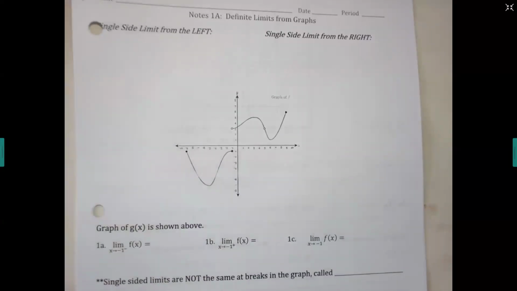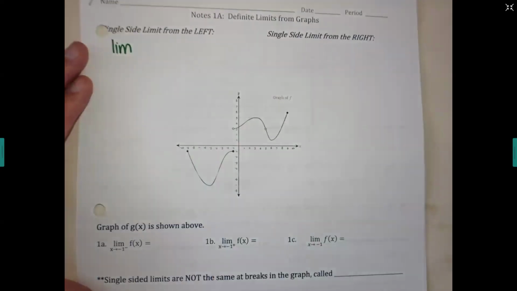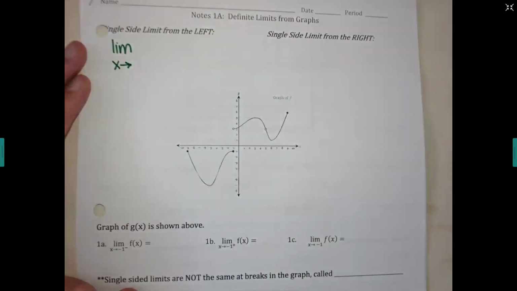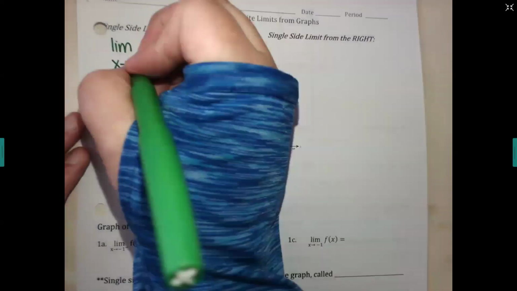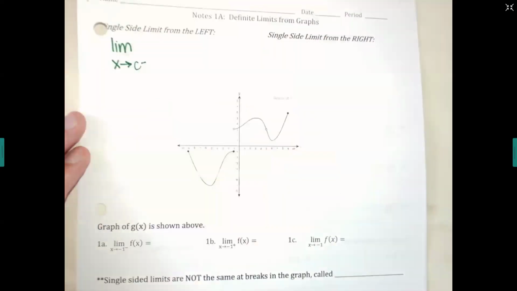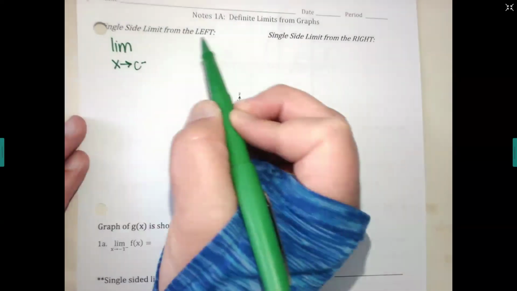Okay. So first thing we're going to start with is notation. Write LIM, that's short for limit. Then X, little arrow. And then normally you're going to put a number here, but we're going to put the letter C, just to stand for whatever that number is. Then you're going to put a little minus sign. That indicates a single-sided limit approaching from the left side.